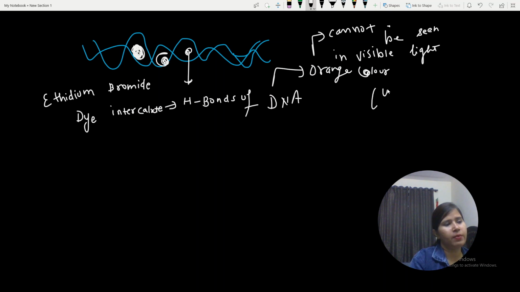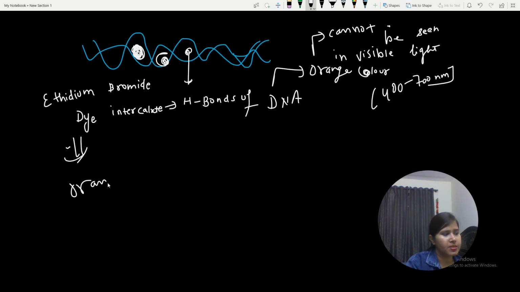What is visible light? Light in the 400 to 700 nanometer wavelength range is known as visible light. So how can we see these orange bands? This ethidium bromide dye intercalates the hydrogen bonds of DNA, and these orange bands can be seen in UV light.